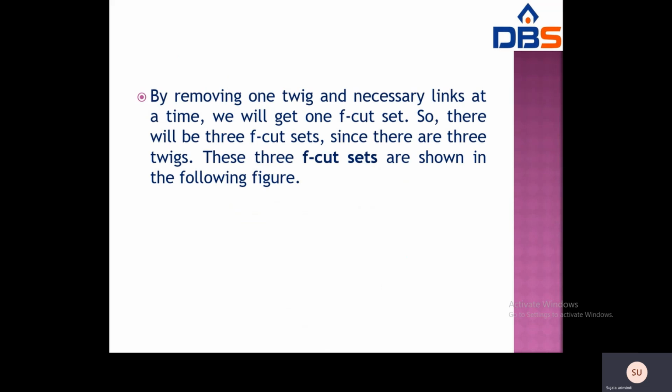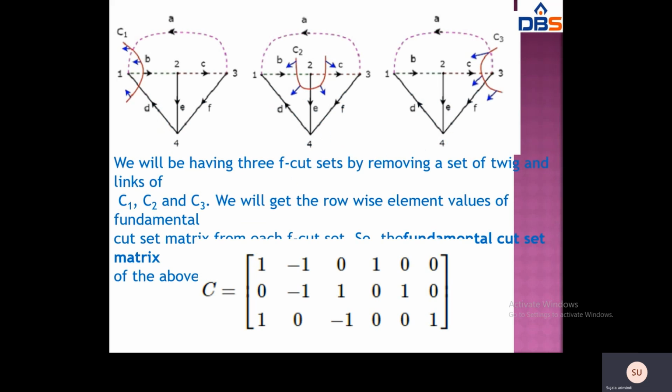So I will see here. By removing one twig and necessary links at a time, we will get one fundamental cut set. So there will be 3 fundamental cut sets since there are 3 twigs. The number of twigs must be equal to that many cut sets. So when you observe here, we have to cut this graph, so the part will be removed.